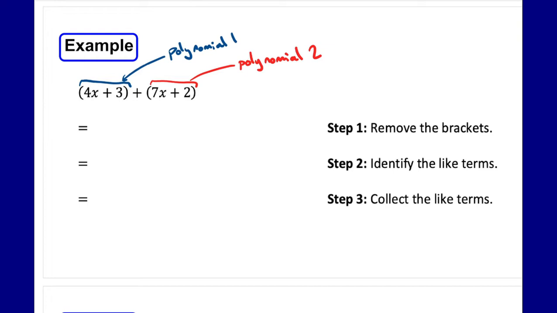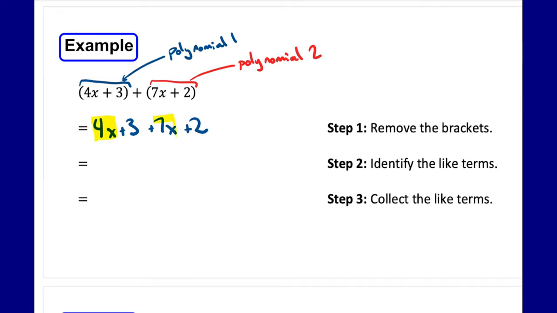So adding polynomials is very easy. We remove the brackets first. So 4x plus 3 plus 7x plus 2. So I'm removing the brackets and rewriting it exactly as we see it. Next, we identify the like terms. So this goes back to the previous lesson. We identify our like terms.